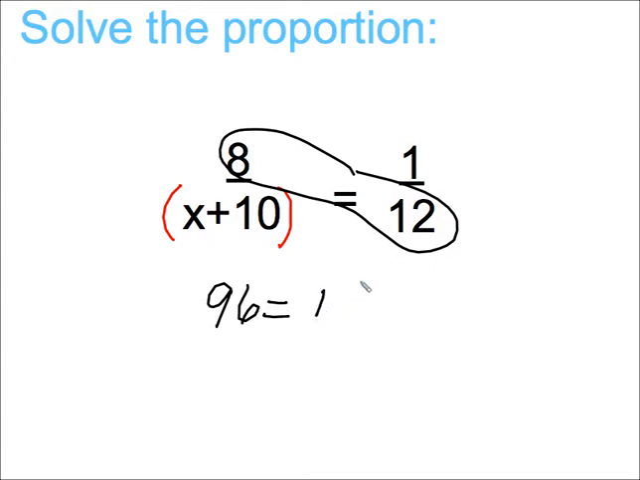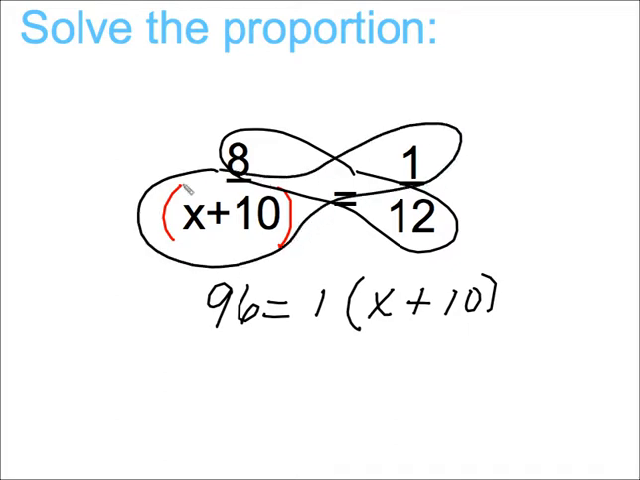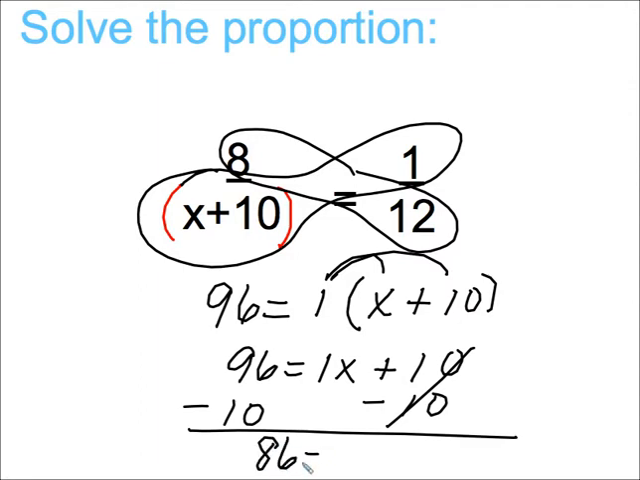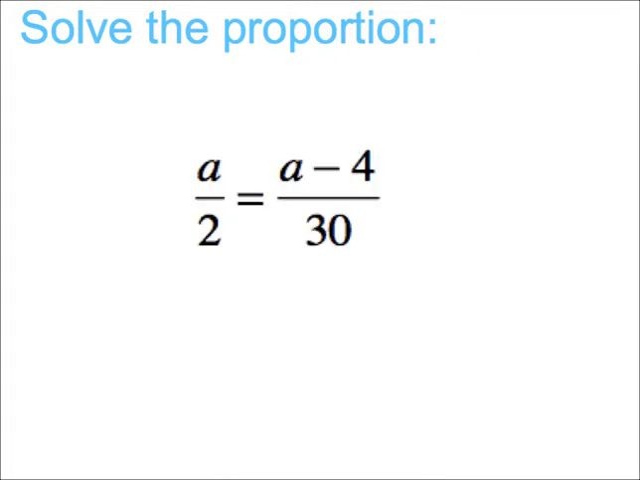And I have 1, and then I have parentheses, x plus 10, because I'm multiplying across this way, right? And my little cross multiplication symbols are getting a little messy. Now I'm just multiplying everything times 1, so guess what? That's not a big deal. 1 times x is 1x, and 1 times 10 is just 10. Okay, solve this thing. I'm going to subtract 10 from both sides. Guess what 96 minus 10 is? 86. Now do I need to divide by 1? Not really. 1x and x are the same thing. You're done.